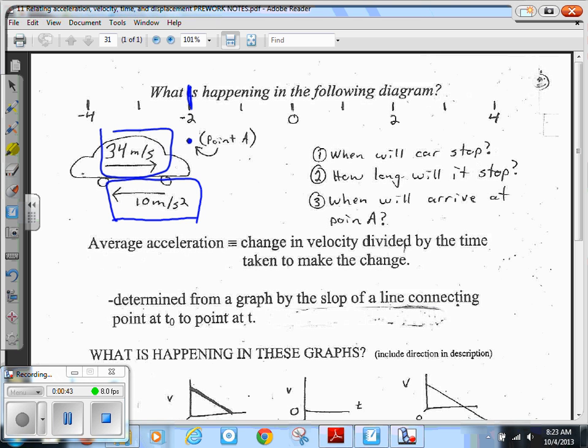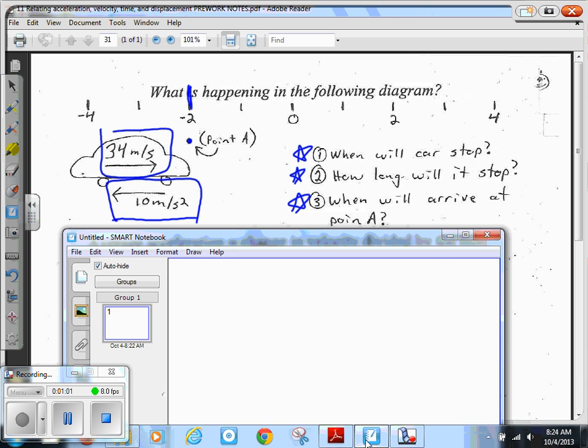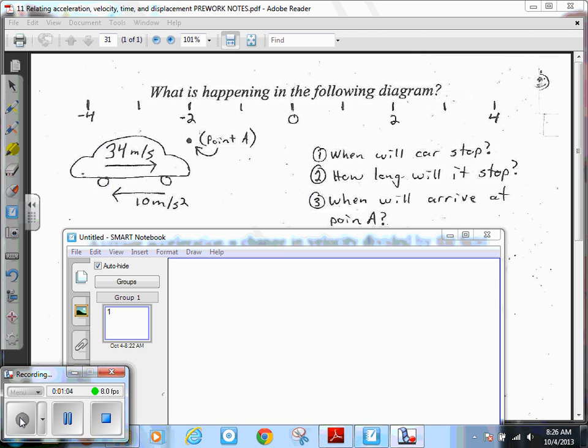So the 3 questions you have to answer are, when will the car stop? How long will that car stop? And when will that car arrive at point A? It should say point A, but it says point. Okay, so those are the 3 questions that you have to answer. So the question, when will the car stop? Who has anything to offer in that area?